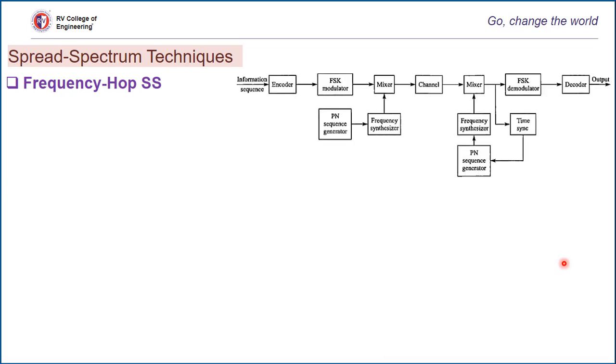So let's try to understand the block diagram and functionality of the FH MSK transmitter.